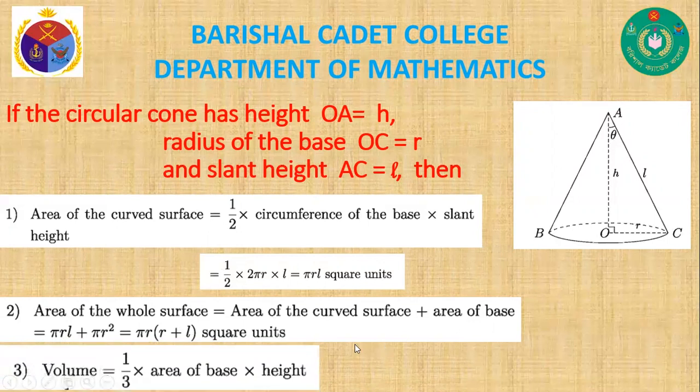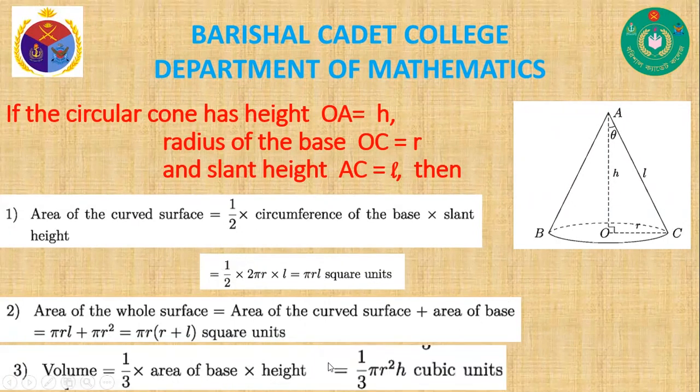Now, what is the volume of a right circular cone? The volume is equal to 1/3 into the area of the base into the height. Here, 1/3, the area of the base is equal to pi r square. We have already gone through it, and the height is h, and the unit of the volume is cubic unit.